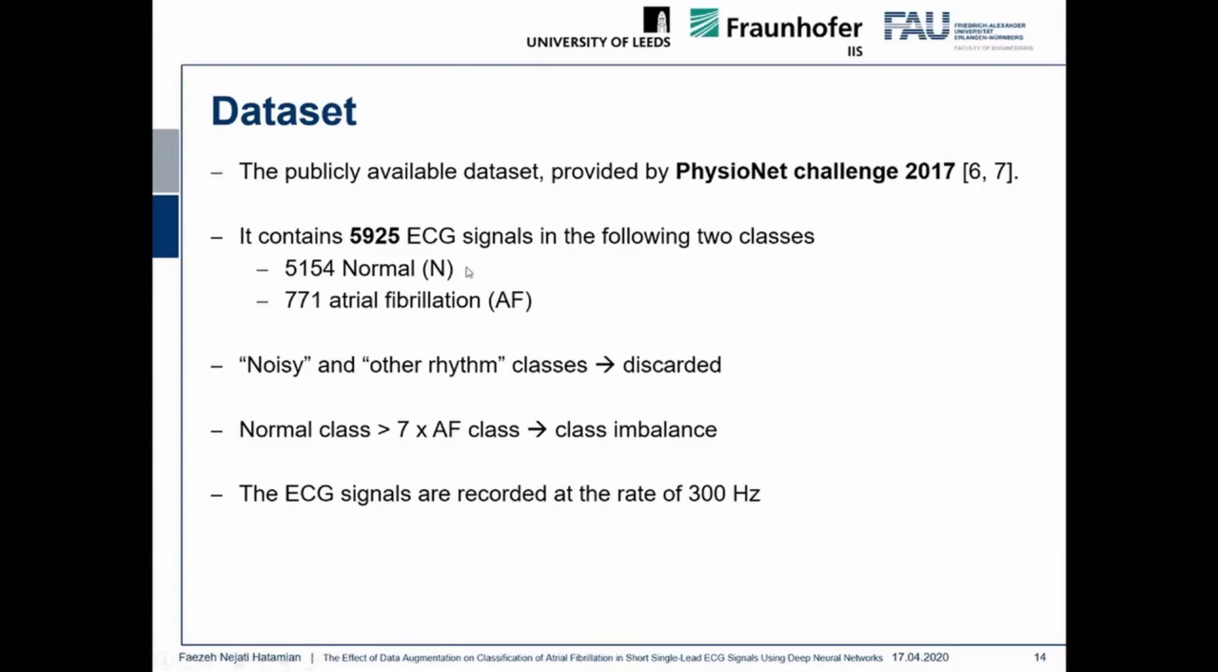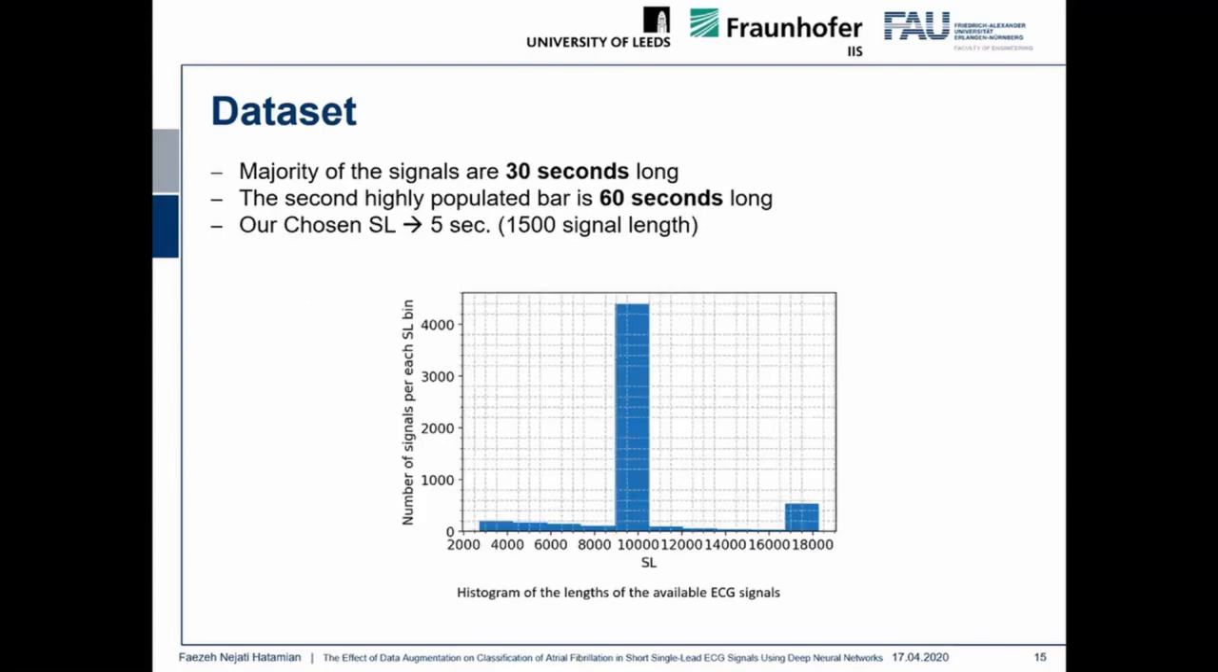As we can see here, these numbers resemble. The normal class is 7 times larger than the atrial fibrillation one. And it is worth mentioning that the ECG signals are sampled at a sampling rate of 300 Hertz. The signals in this data set are of various lengths, from 9 seconds to 60 seconds. And as shown in this histogram, the majority of the signals are 30 seconds and 60 seconds.